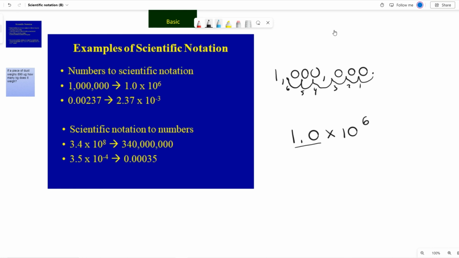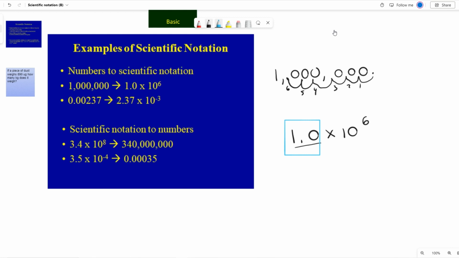Again, the thing that you want to keep in mind is that you want to move the decimal place until you get to a number that is at least the size of 1, but smaller than 10. So between the size of 1 and 10. So that's why we got the 1.0.